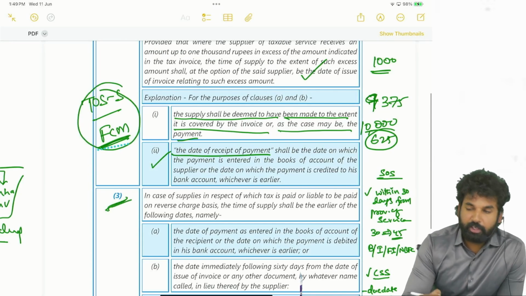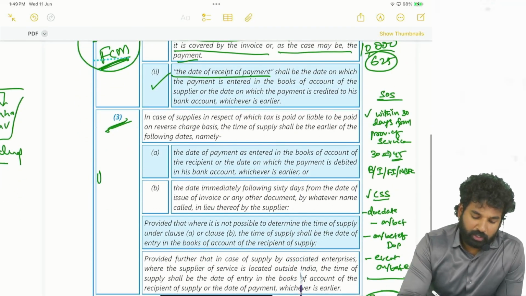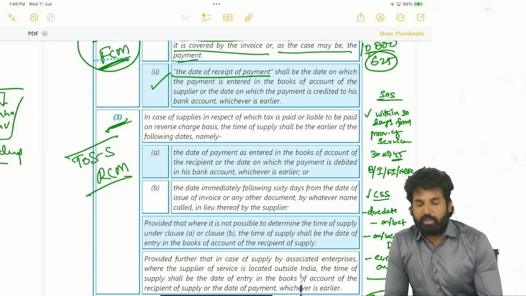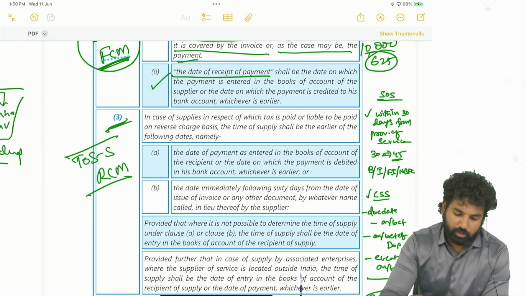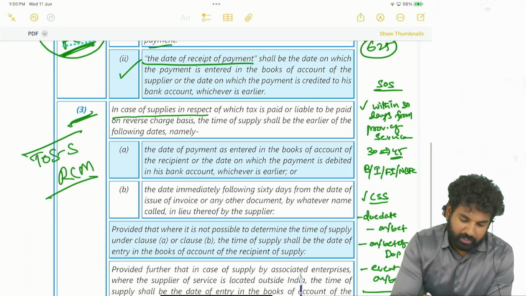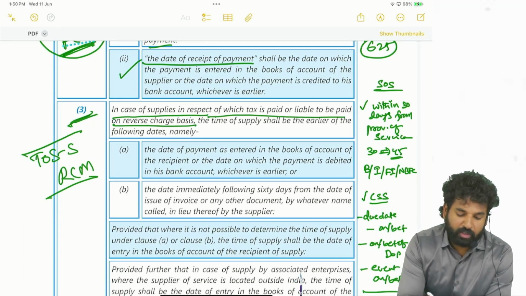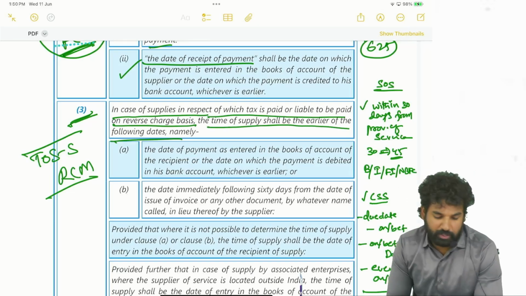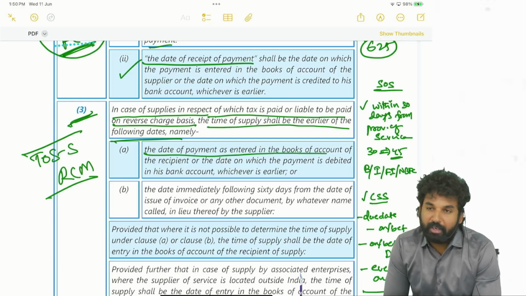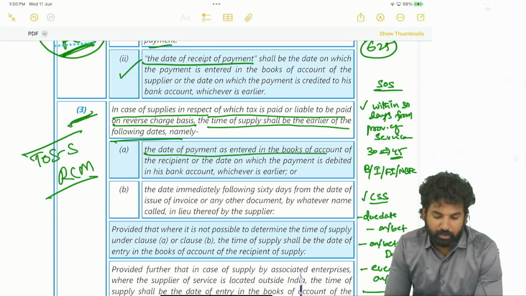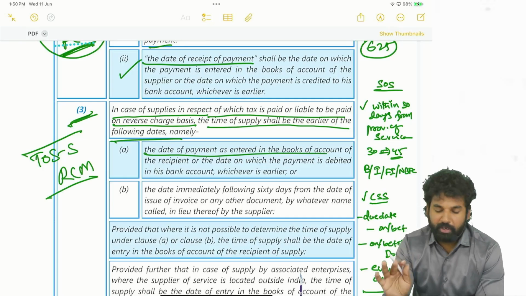As per section 13(3), we have to study now reverse charge mechanism. Time of supply of services in case of reverse charge mechanism. So in case of supplies in respect of which tax is paid or liable to be paid on reverse charge basis, time of supply shall be the earlier of the following dates, which is the date of payment as entered in the books of accounts of the recipient, or date of payment is debited in his bank account, whichever is earlier. That means simply date of payment.